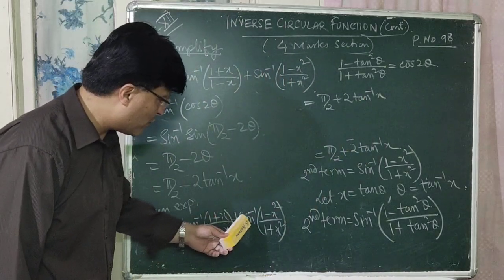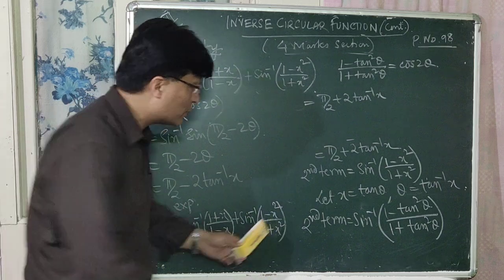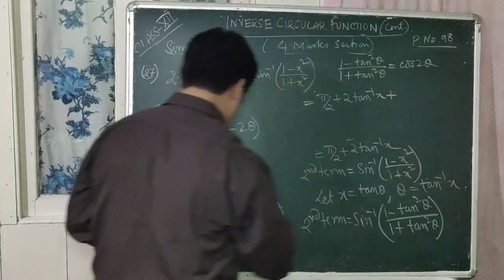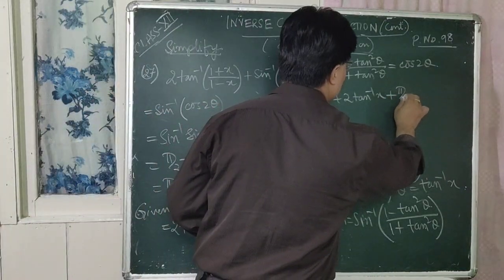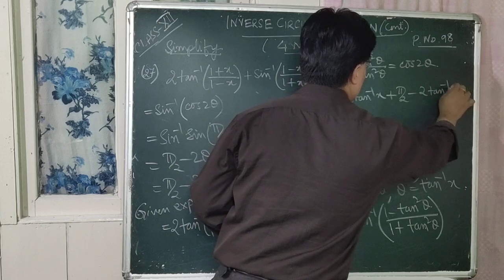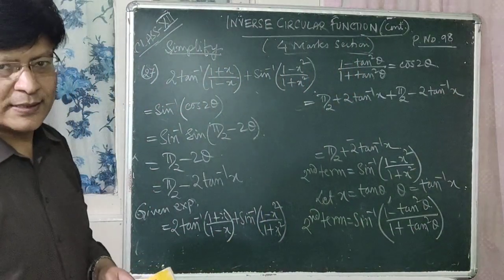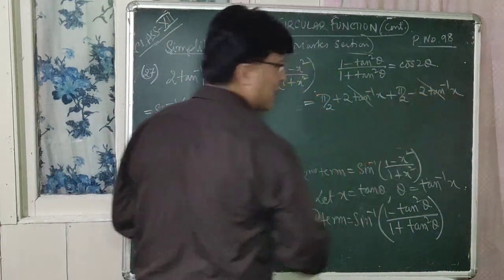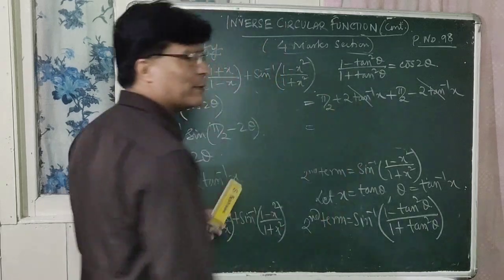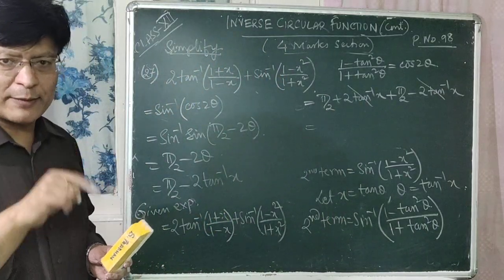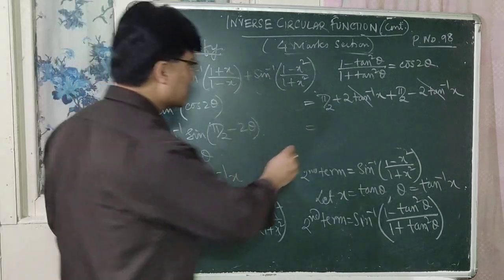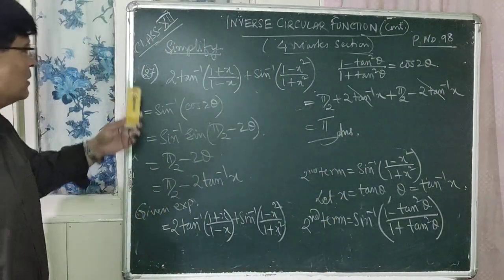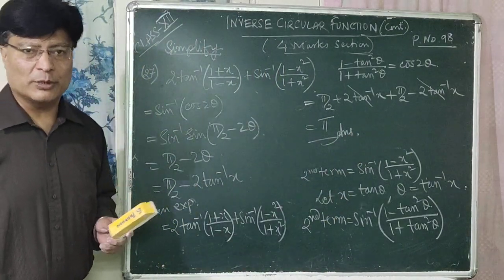And what is the simplified form of sine inverse (1 minus x square upon 1 plus x square)? What did we get? Pi by 2 minus 2 tan inverse x. Is that clear? Now next, you can cancel these, the 2 tan inverse x gets cancelled. So what is pi by 2 plus pi by 2? Pi by 2 plus pi by 2 is 2 pi by 2. There the 2 gets cancelled and you will get only pi. So this is the simplified value of the given expression.